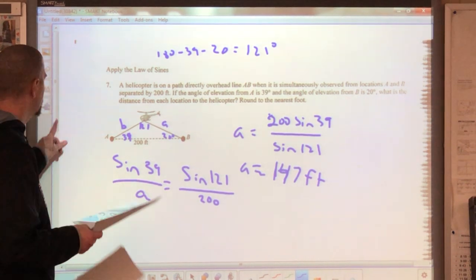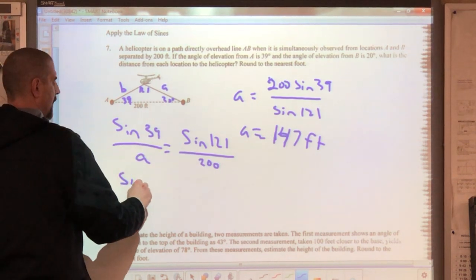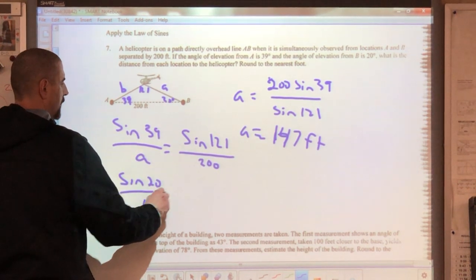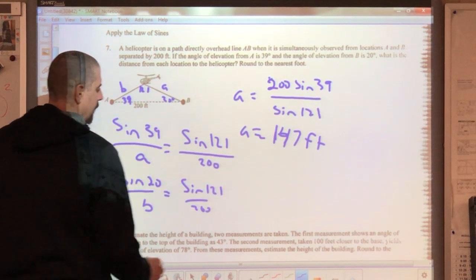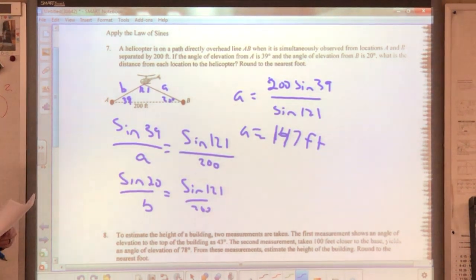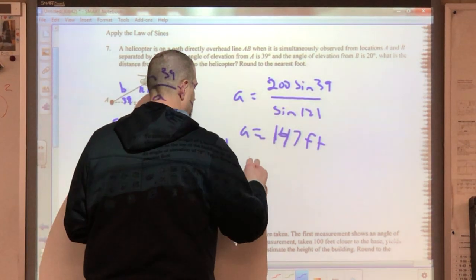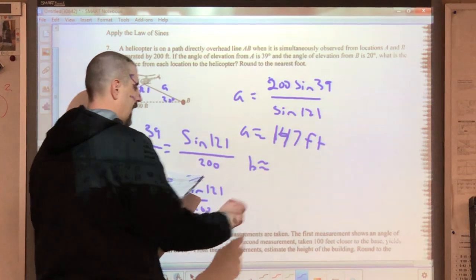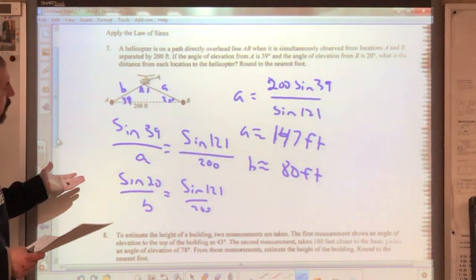Now we can find B. We're going to use the same 121, 200, and so we're going to take sine 20 over B equals sine 121 over 200. Go ahead and solve that. Pause the video and see what you get. All right, so B is approximately 80 feet. So that's how you do that problem.